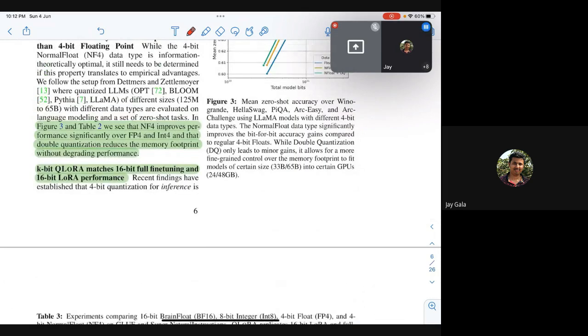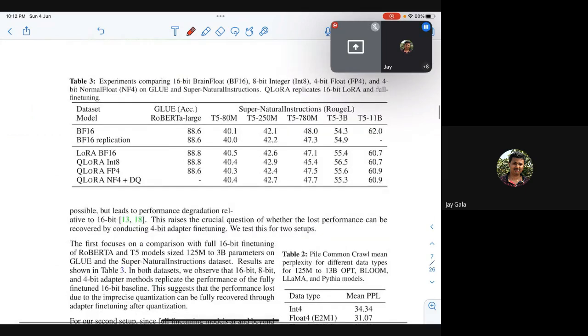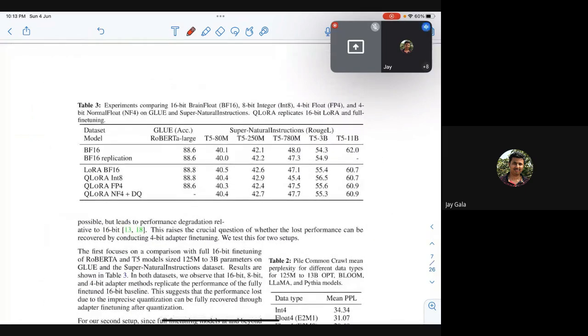Apart from that, when you do this k-bit QLoRA fine tuning, it effectively matches the 16-bit full fine tuning that you do. And here are the numbers for the same. This table presents the numbers on 2 benchmarks, GLUE and Super-NaturalInstructions. For GLUE we have accuracy, and for Super-NaturalInstructions it is ROUGE-L score. In both cases, you can see that even with QLoRA and NormalFloat 4 plus double quantization, you still do the same. There is no performance compromise, and effectively your memory requirements get reduced.